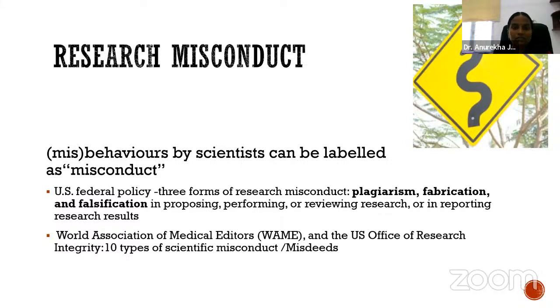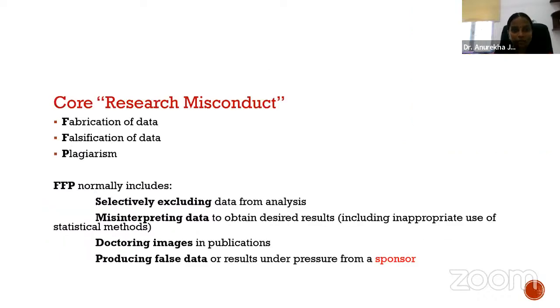The World Association of Medical Editors, WAME, and the US Office of Research Integrity have classified 10 types of scientific misconduct or misdeeds. The most important ones are fabrication, falsification, and plagiarism. It normally includes selectively excluding data from analysis. Like you do have a data, but you know that this data will influence your results and you want to exclude it. So this is wrong.